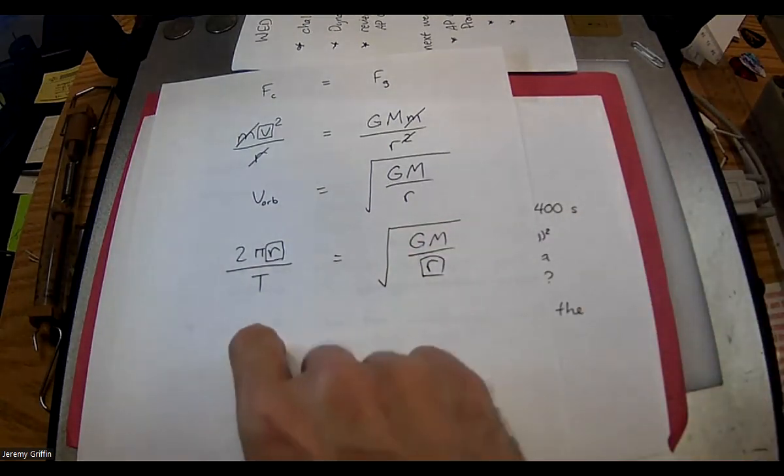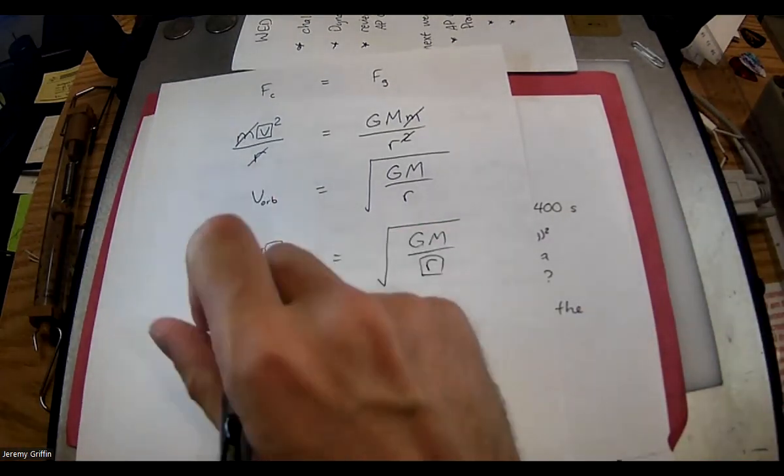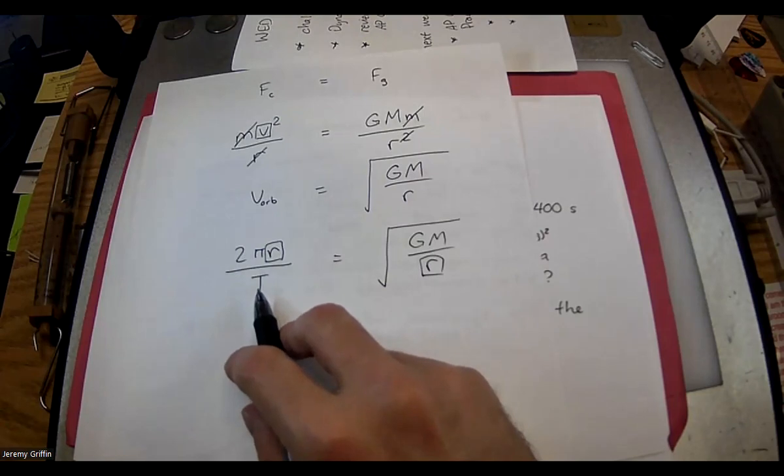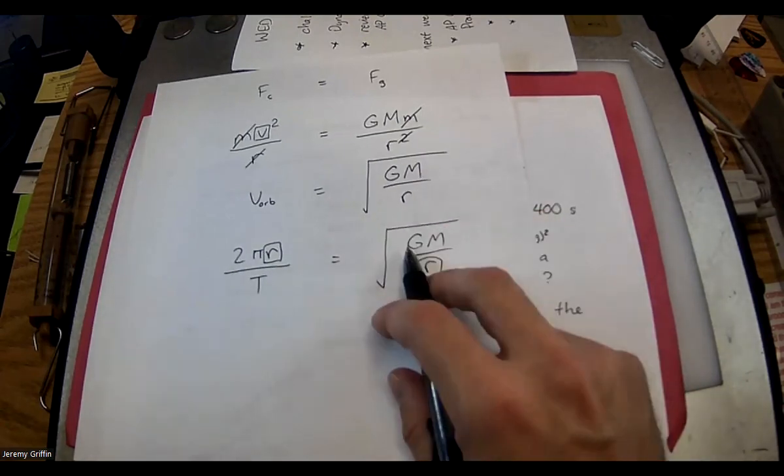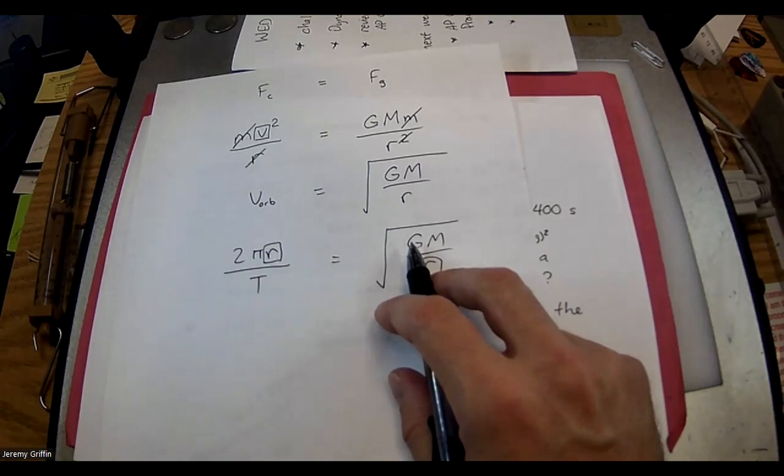And what else do we have? 2 pi, that's a constant. I told you the time period was 86,400 seconds. You know the universal gravity constant, which I gave to you, and the mass of the Earth. Oh, hey, look, it's all here, right? We just solve for this.